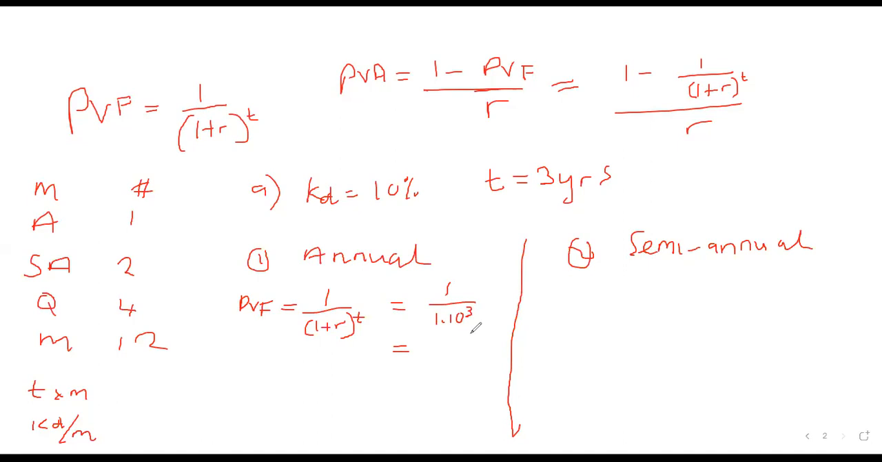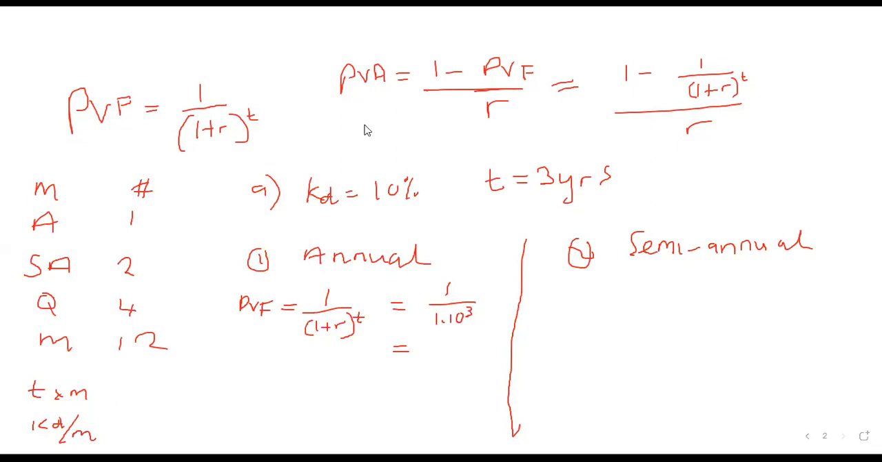Are you getting? Is your point 0.75? What are you getting? Quickly. 0.75. 0.751, right? Yes, 0.751. So that will be what we're going to put there.